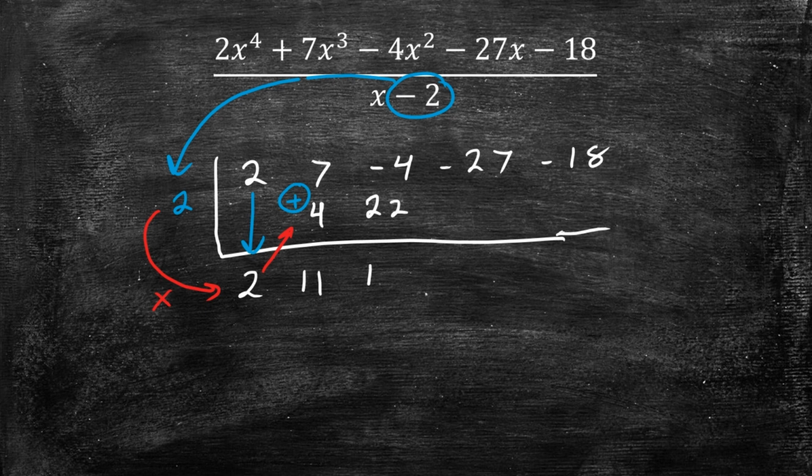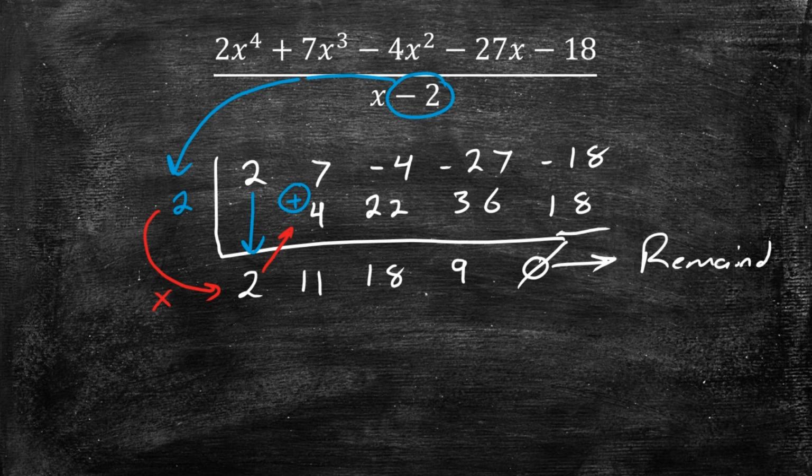-4 plus 22 is 18. 2 times 18 is 36. -27 plus 36 is 9. 2 times 9 is 18. And that becomes a 0. Okay, so the last number here is our remainder. So we have no remainder, and that just means that x minus 2 goes into the polynomial above evenly. Now, what we want to do is write our answer.